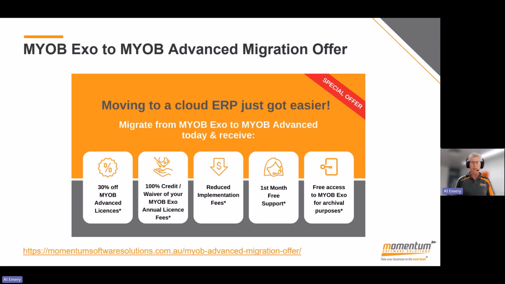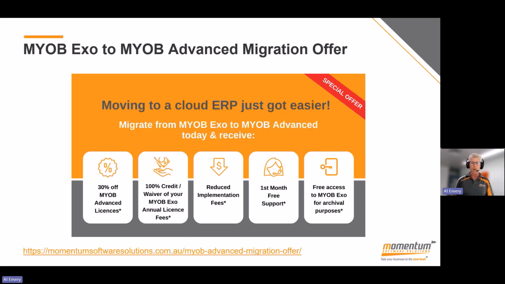Because MYOB and Momentum don't want you to be paying for two lots of software at the same time. So you've got your Exo software that you're still using until you go live with your Advanced software, and you would still need historical access to Exo. So you would have a full credit or waiver or refund of your current year's Exo annual license fees for whichever equivalent products you're going to be implementing in Advanced.